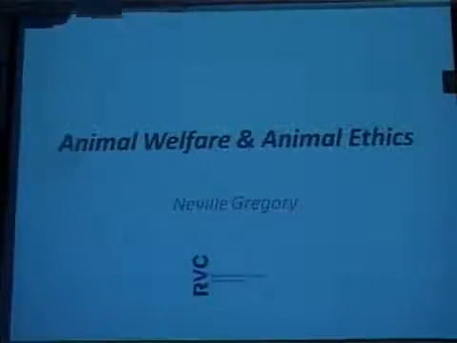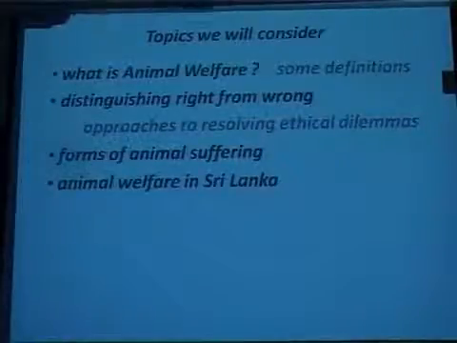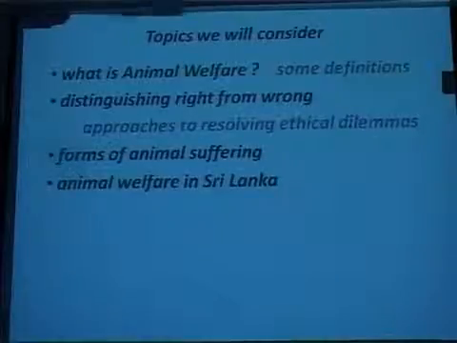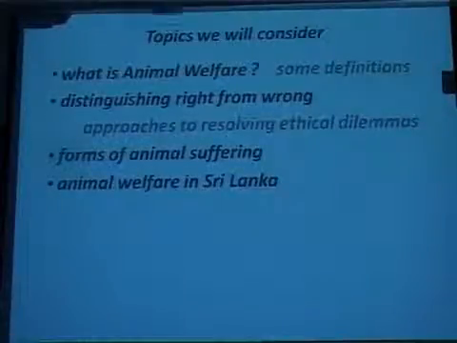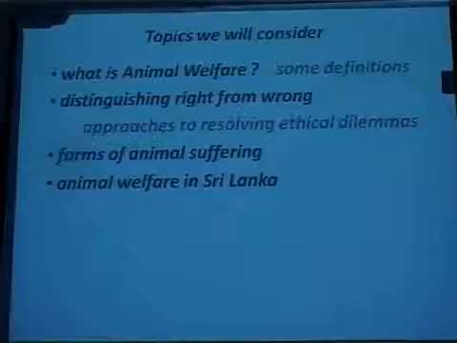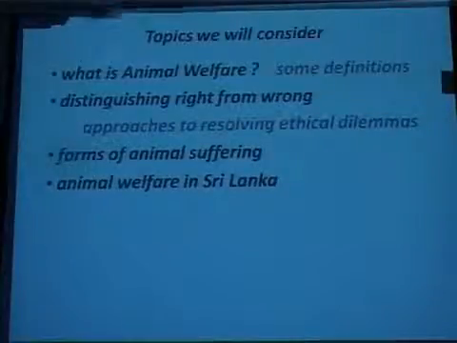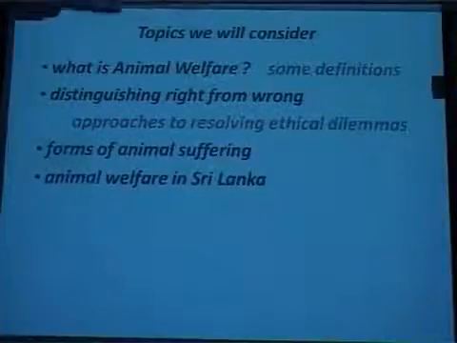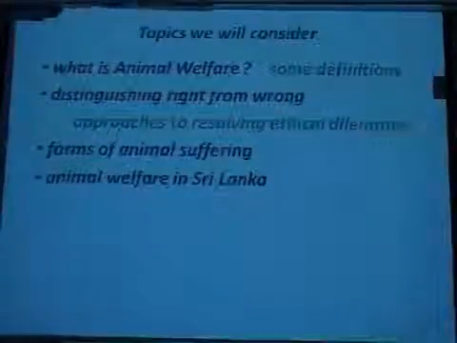Animal welfare and animal ethics. It's going to be a very simple introduction. The topics I want to consider are: what is animal welfare, and I'll give you some definitions that I use. They're not rigid definitions. Can you speak up a little bit? Certainly. Some definitions on animal welfare and some other definitions, because some words get a little bit confusing.